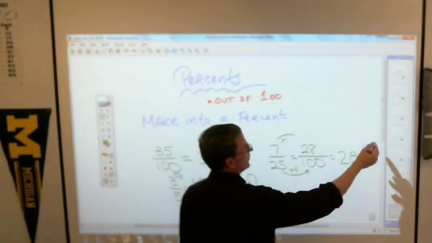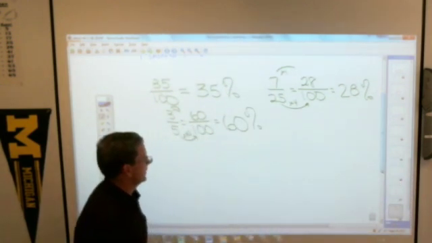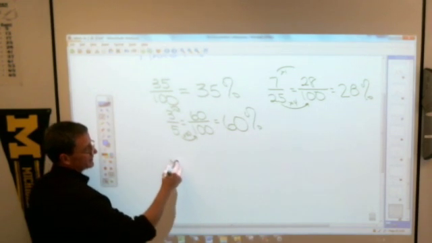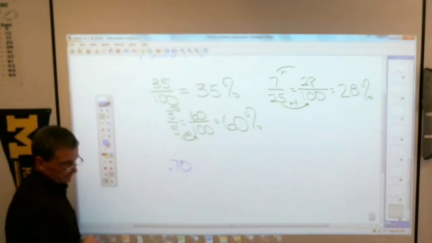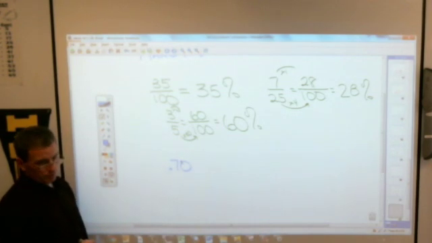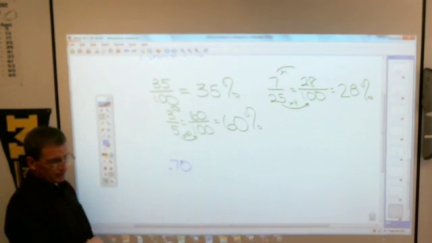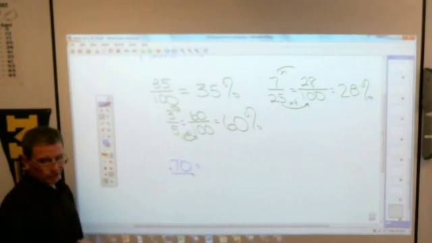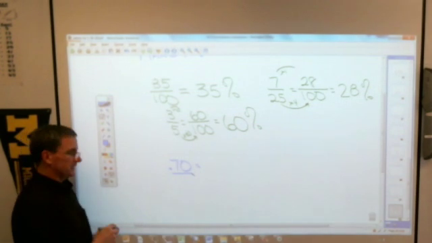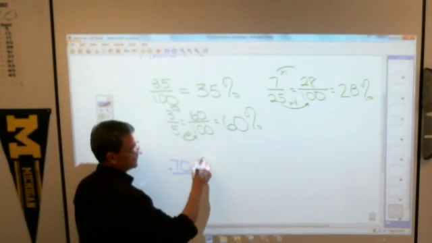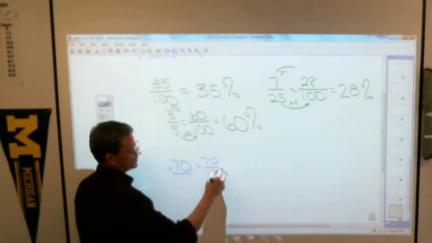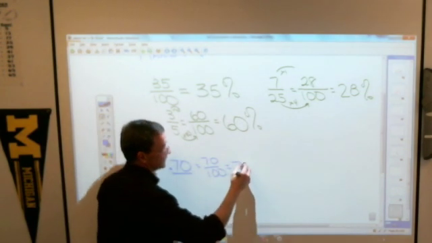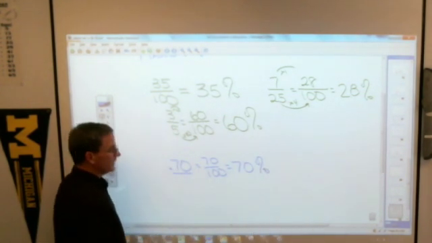But we also need to do, what about with decimals? Let's say I have 0.70. Okay, remembering that percent means out of 100, think about what this is as a fraction. What is 0.70 as a fraction, Brendan Massey? 70 hundredths, so 0.70 as a percent is 70%.